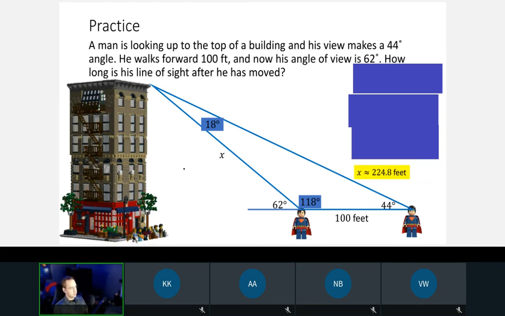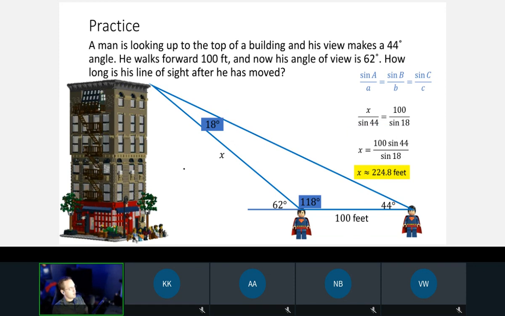Let's see what the final answer is. I got 224.8. Okay, yeah, mistype. All right, so what did we use, law of cosines or law of sines, for this one? Law of sines. Yep, I did too. You are right. So there's the work, and we just type that in, hit enter, and I'm happy.